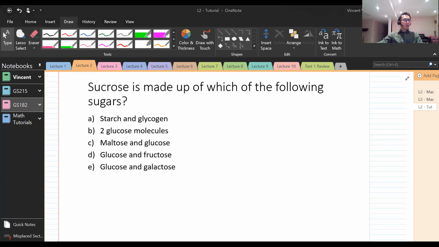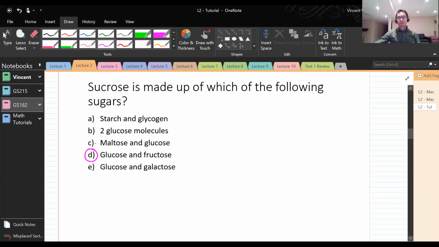Okay, I'm going to end the poll. The majority of you got it right: glucose and fructose. For those of you who chose two glucose, glucose plus glucose is going to give you maltose, and we are looking for sucrose. So that's not the answer. The correct answer is D.